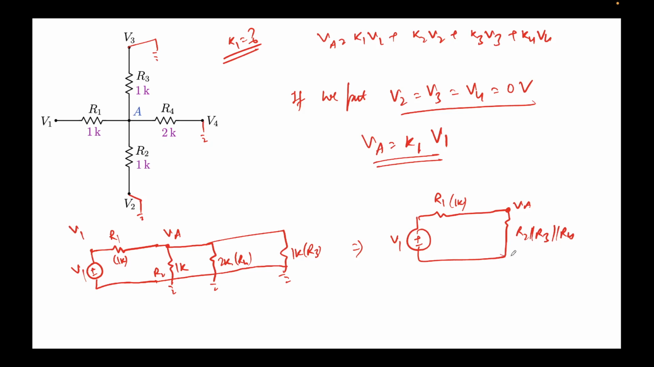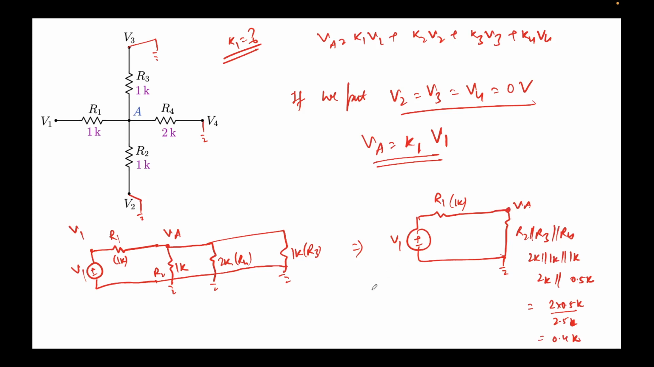Right. So R2 parallel R3 parallel R4, and this is the value of VA, and then this was grounded. So that means 2K parallel 1K parallel 1K. 1K parallel 1K will be 0.5K. So this will come out to be 2 into 0.5K over 2.5K, so this is 1K over 2.5. 1 over 2.5 is 0.4. So this effective resistance is 0.4 kilo ohms.